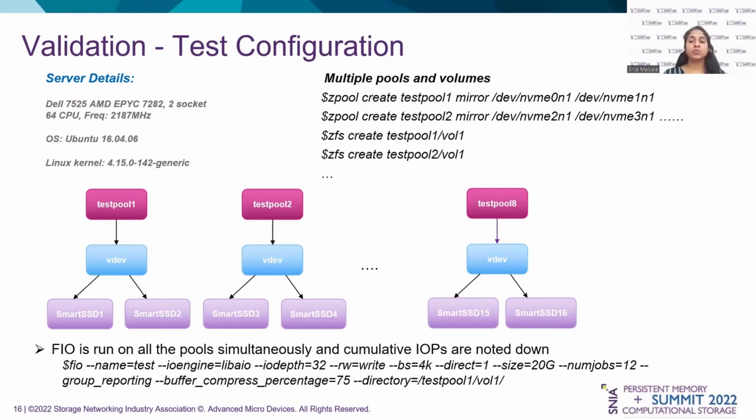We have created multiple such test configurations, increasing the pools and smart SSDs. We have 4 smart SSDs with 2 mirror pools, 8 smart SSDs with 4 mirror pools, 12 smart SSDs with 6 mirror pools, and 16 smart SSDs with 8 mirror pools. The FIO is run on all the pools simultaneously here to push the CPU utilization to its maximum.